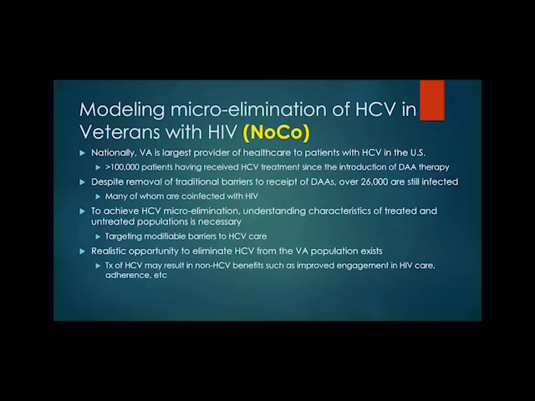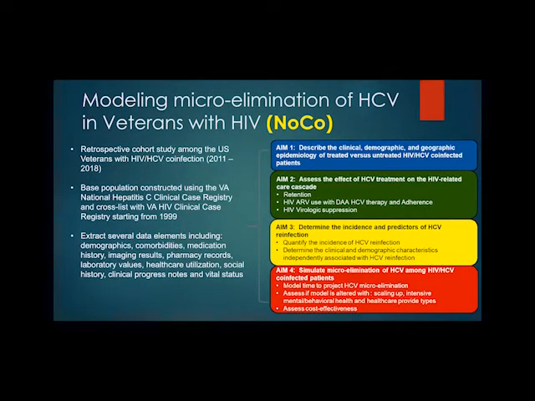So going from over 100,000 individuals with hepatitis C to 26,000, I think there's a very realistic opportunity to get down to zero. That's what this project is all about. It's a retrospective cohort study among veterans with co-infection in the DAA era, and we're going to link up the National Hep C Registry with the National HIV Registry and cross-list those two registries to identify our cohort. We're going to work with Adil Butt in Pittsburgh, who oversees the ARCHES data, which is looking at hep C in the mono-infected population. We're focused on the co-infected population.